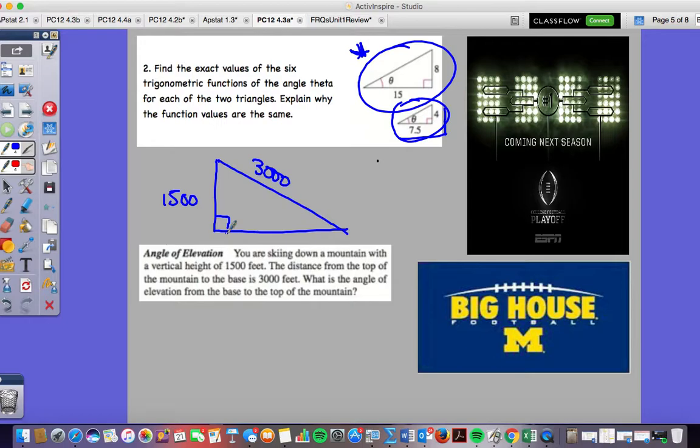Is there anyone on the ski problem? I know what you're trying to find. It's on the back: the angle of elevation from the base of the mountain. Y'all see that? So we have 1500 and 3000. How do I set this up as a trig ratio? Sine equals 1500 over 3000. Well, you're trying to find the angle. Go ahead, you were telling me how to set it up.